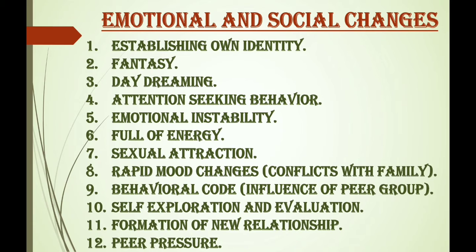There will be a behavioral code, and this code is actually influenced by peer group, that is the friend circle which a person has. There will be self-exploration and evaluation, formation of new relationships and peer pressure. These are certain physical changes. One was in growth, second was in sexual development, and third is in emotional as well as social change.